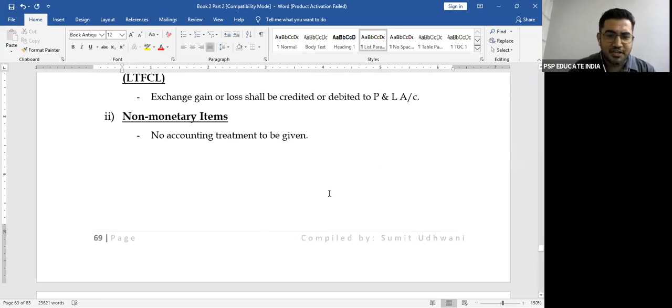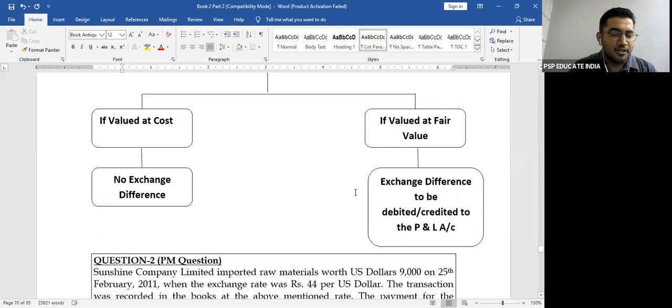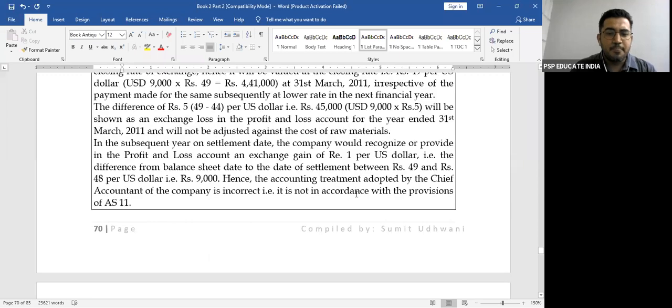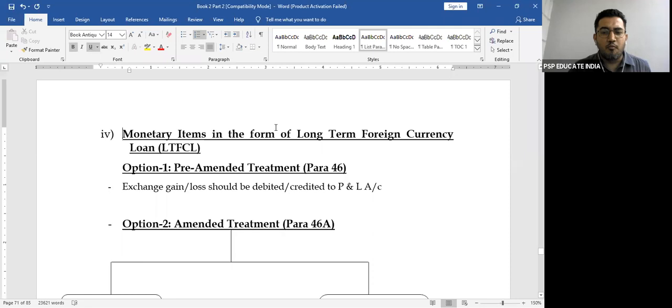In case of special items, investment, if it is valued at cost, no exchange difference will be there. But if it is valued at NRV, then you will take the difference to the profit and loss account. After that, we did monetary items in the form of LTFCL. So when you do monetary items in the form of LTFCL, the old treatment is known as para 46 and the new treatment is known as para 46A. The old treatment is exactly similar to what we did in monetary items other than LTFCL. Everything goes to the profit and loss account.